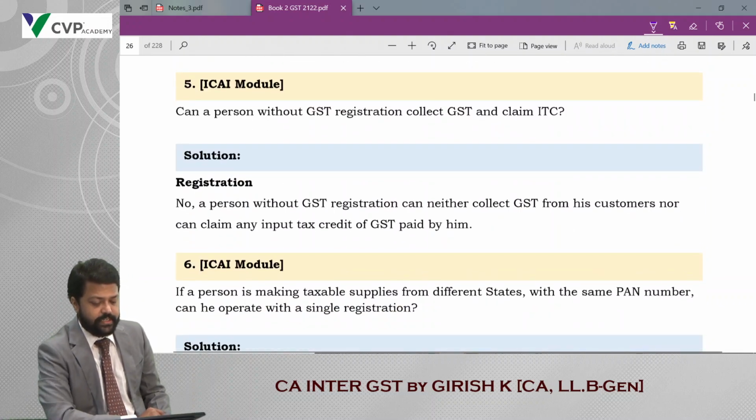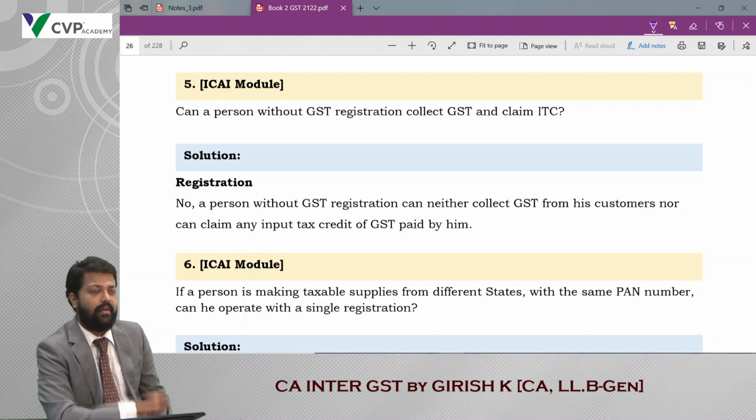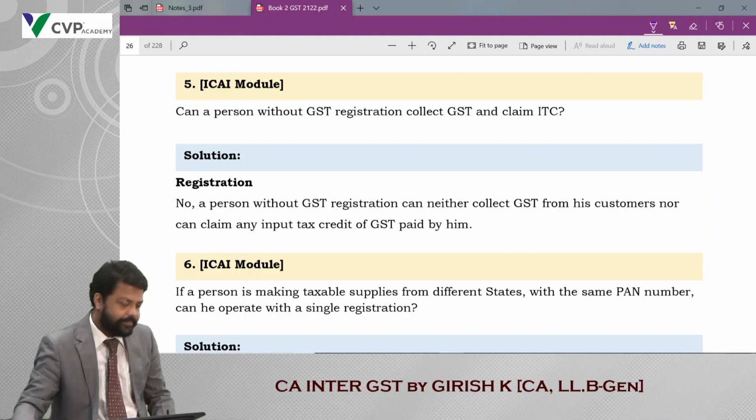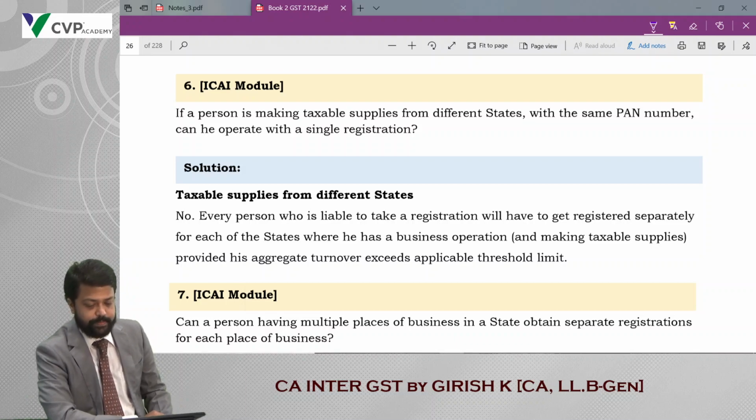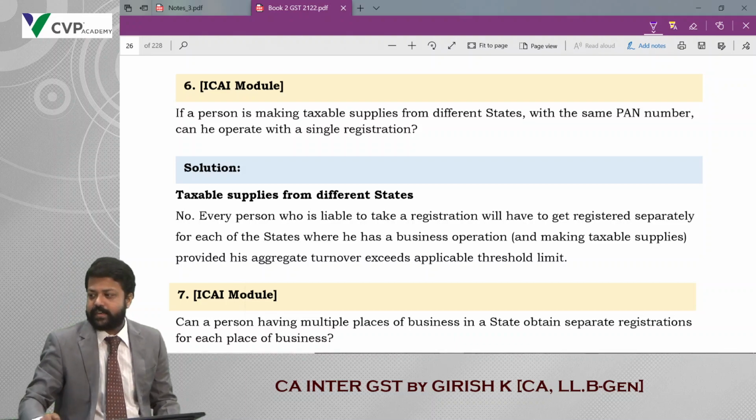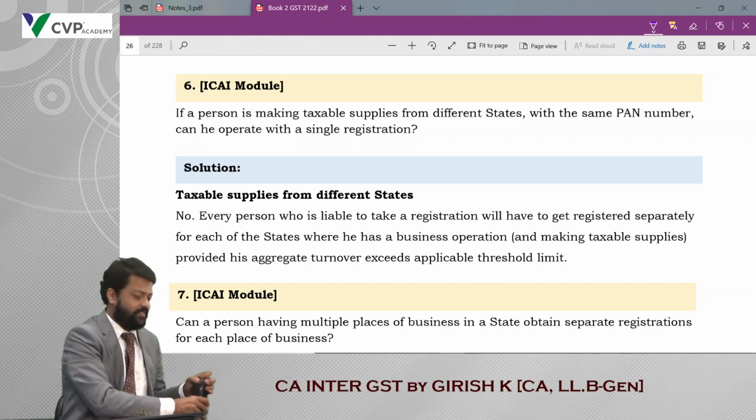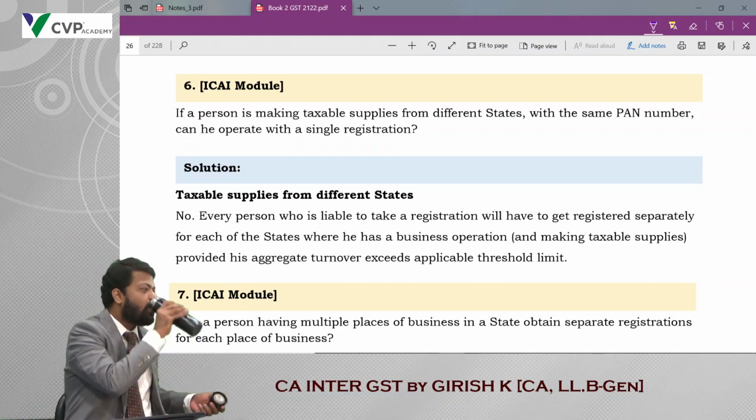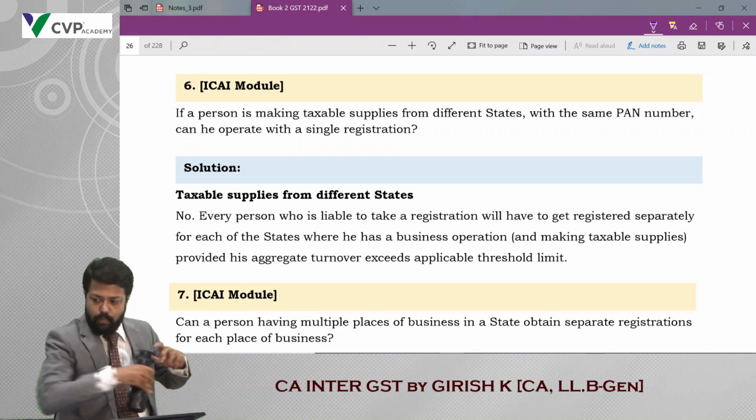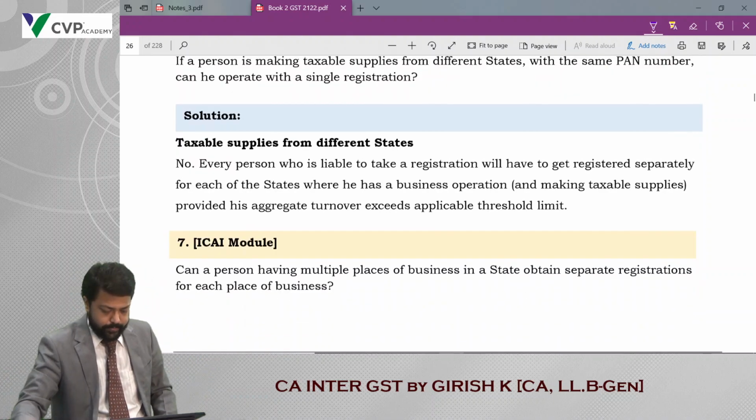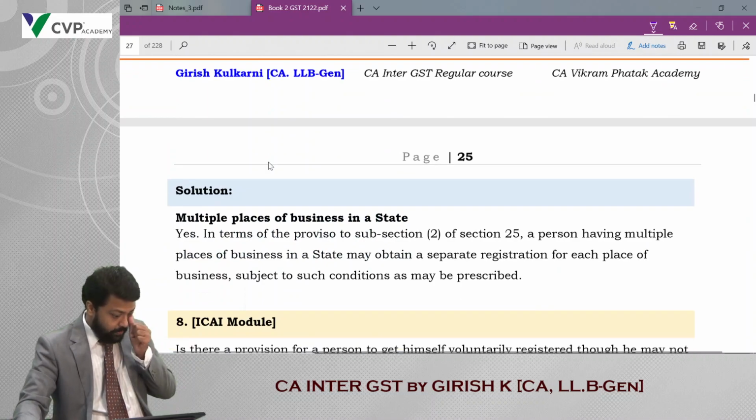Can a person without GST registration collect GST and claim ITC? No. Correct. If a person is making taxable supplies from different states with the same PAN, can he operate with a single registration? No. If he is operating in more than one state, he has to obtain separate registration for both states. Correct.